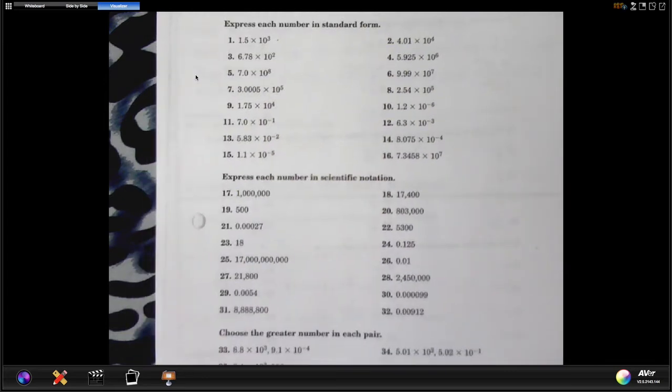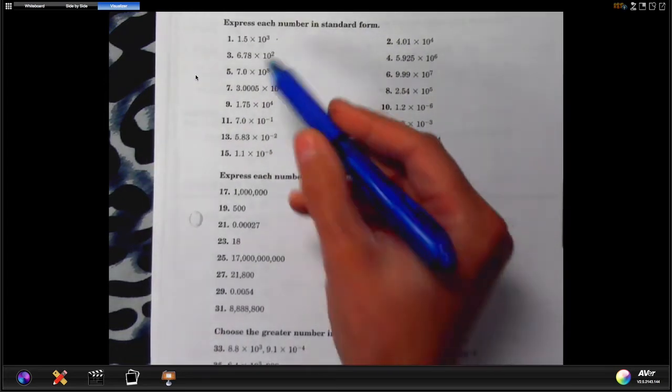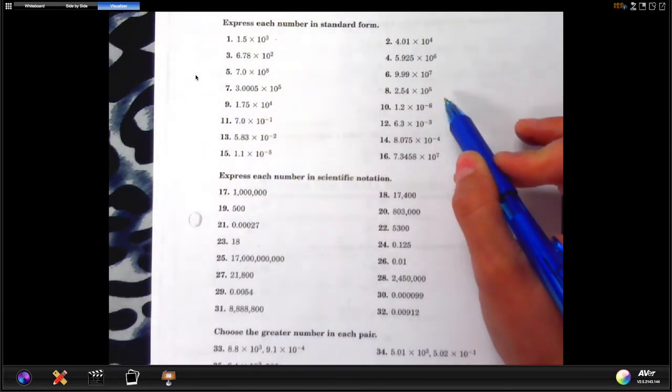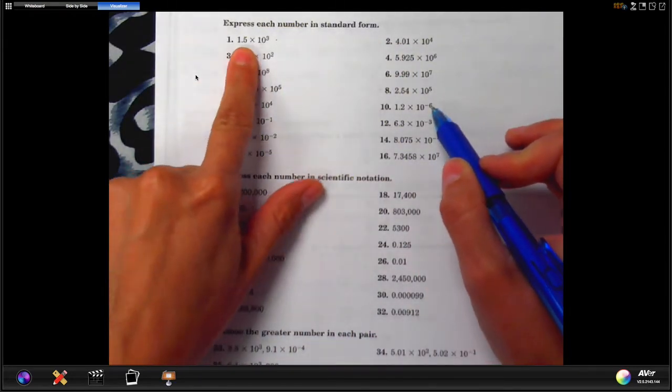Let's do some examples together. The first section is all in scientific notation, and you have to put them back in standard form. So let's start with number 1.